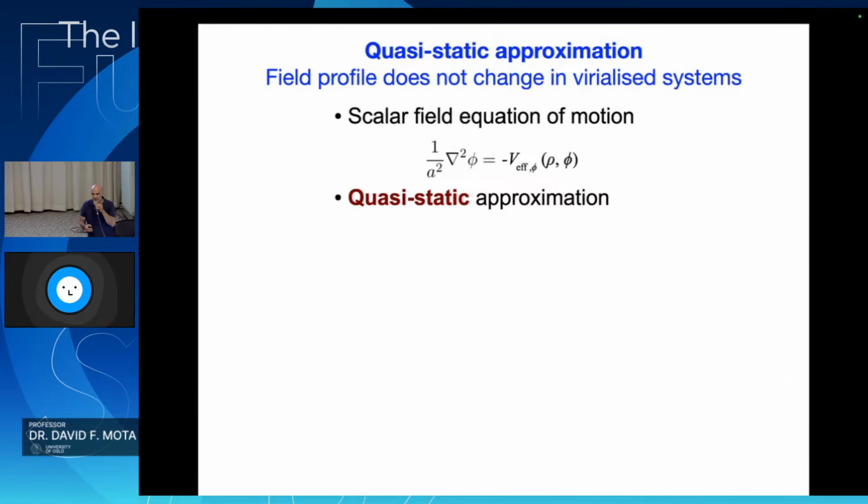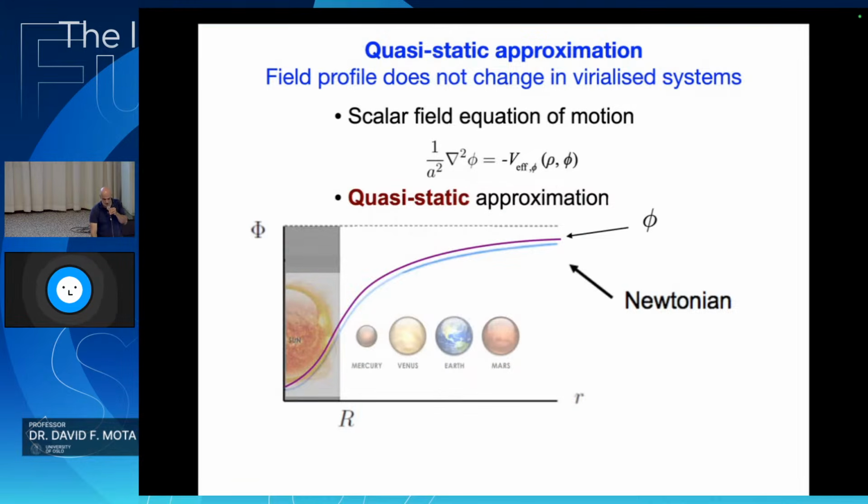So the quasi-static approximation should be a good approximation in the solar system. And that's in fact the case. You have just the sun there. There are no other big stars crossing our solar system, no other things. So it should be a very good approximation. And so what people do is calculate the profile of the Newtonian potential and of the scalar field in our solar system.